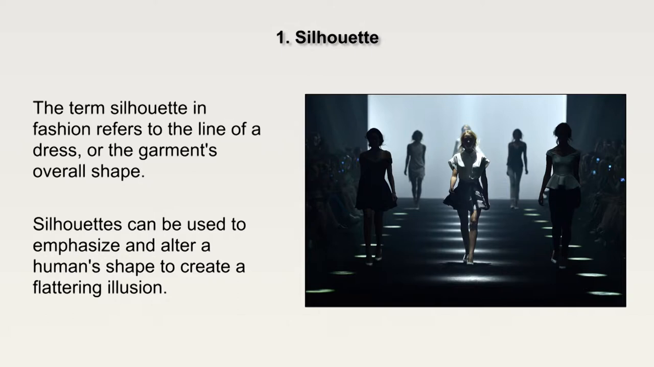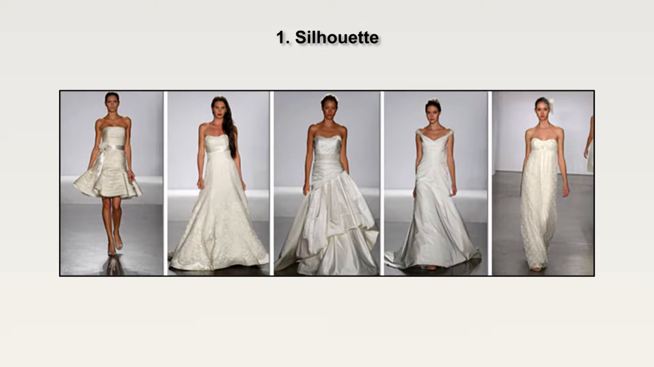The term silhouette in fashion refers to the line of a dress or the garment's overall shape. Silhouettes can be used to emphasize and alter a human's shape to create a flattering illusion. Different dress silhouettes are designed to flatter different body types as well as meet the dress codes for different events. Understanding different silhouettes can help you find the most flattering one for your body type. Take a time to observe these silhouettes shown in the images here.